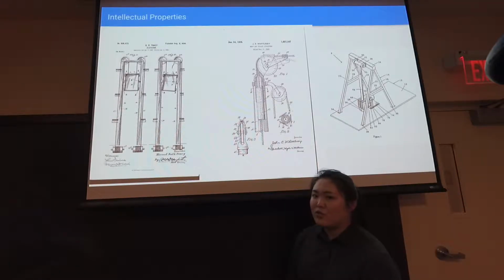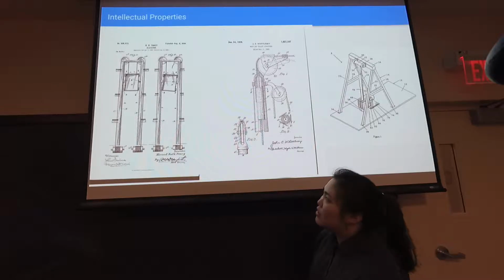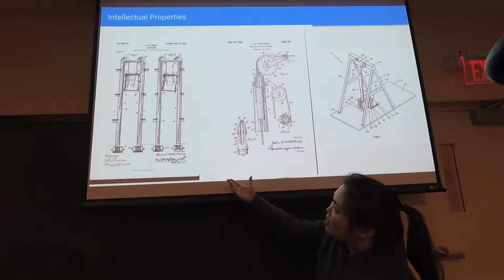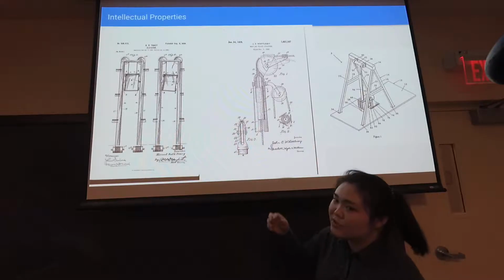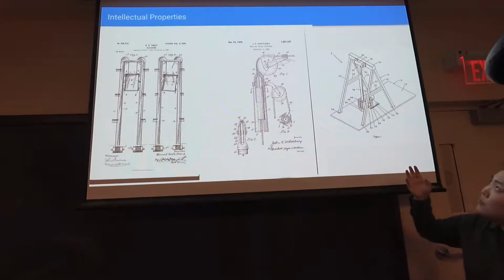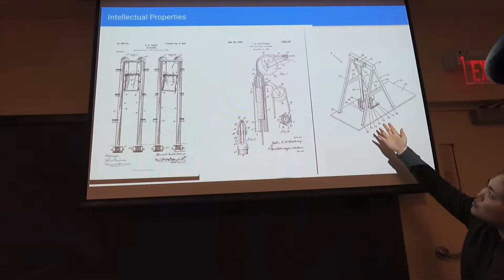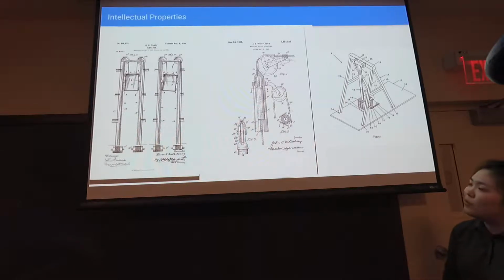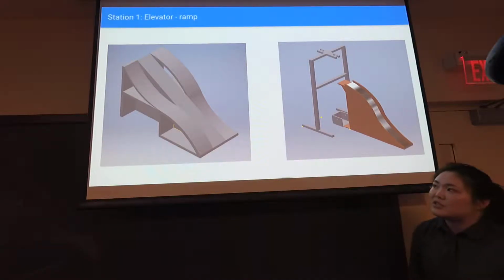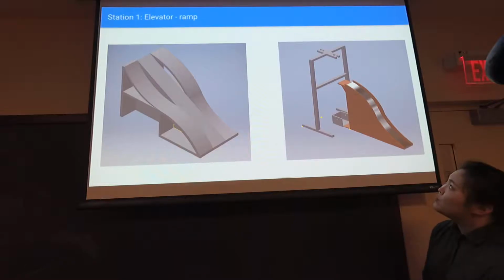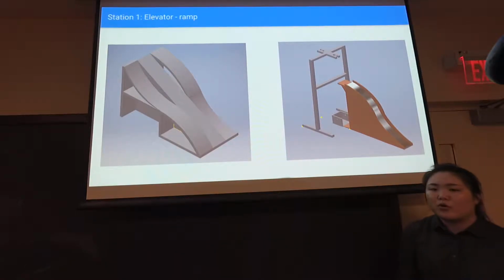So we researched some patents related to our product, and we got some ideas from these two patents for the shape of the elevator and pulley for Station 1, and from these patents we got some ideas for the pendulum part and then the shape of Station 2. And from the original design of Station 1, we put an elevator to generate more potential energy to show energy conservation.